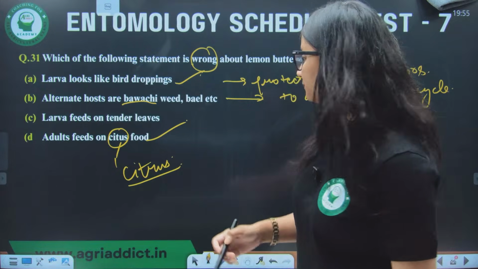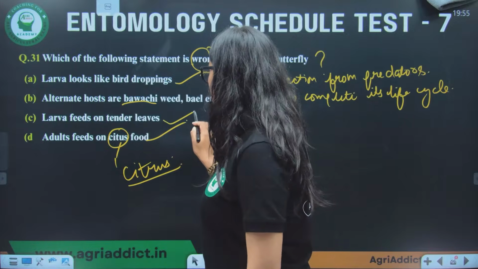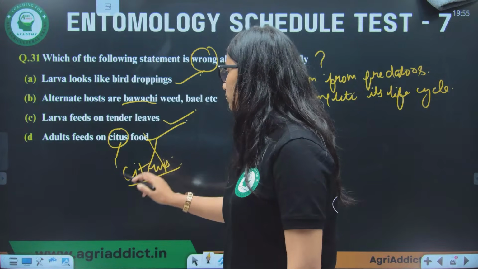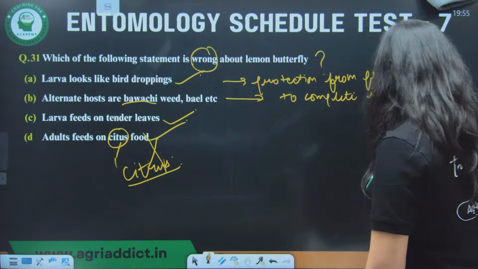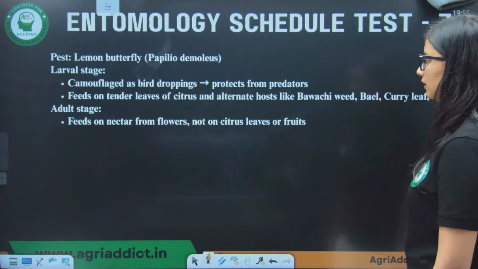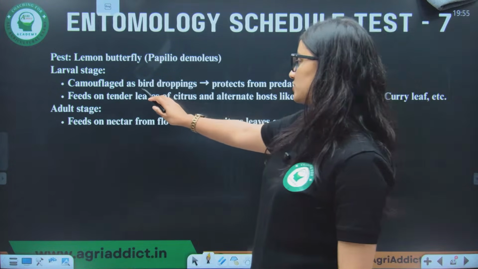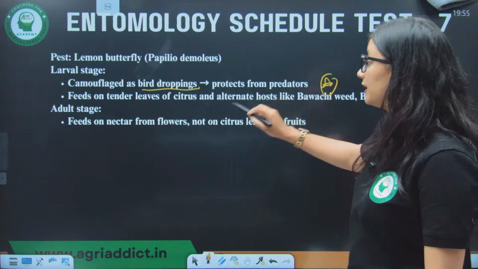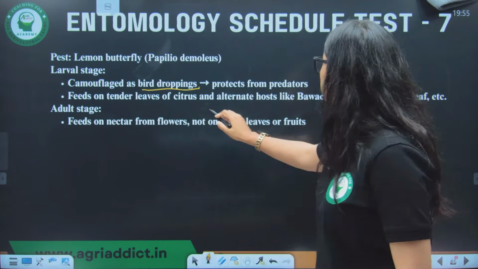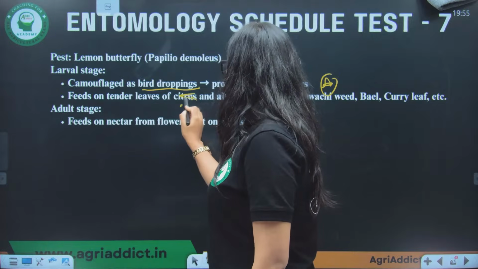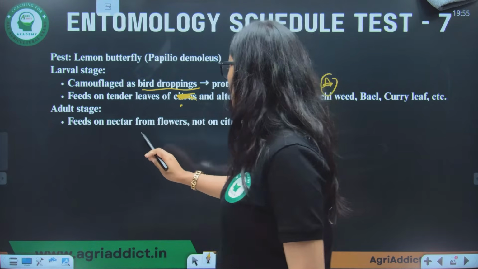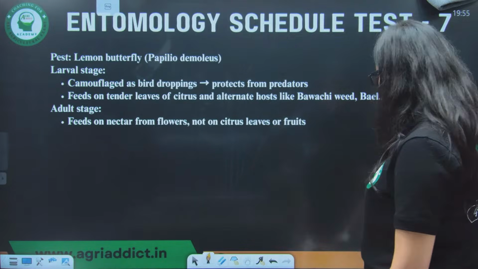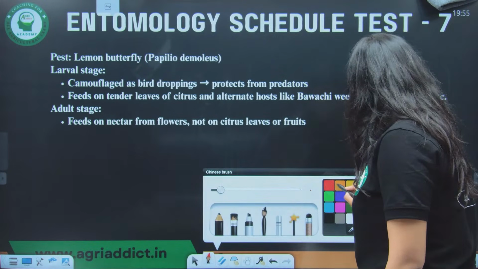Okay. And what about larva feeding on tender leaves? Yes, larva feeds on tender leaves. And this is wrong. It does not feed on citrus fruit. So camouflaged as bird dropping, as I told you, to protect from predators. Feeds on tender leaves, not on citrus. Here this is wrongly written.